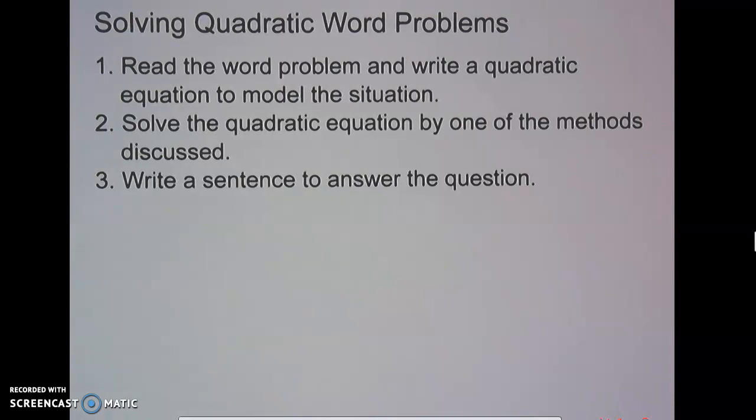Today we're going to be solving quadratic word problems. So our general steps for this are to read the word problem and write the quadratic equation to model the situation. We're going to solve the quadratic equation by one of the methods we discussed in class, those being solving by factoring, square roots, completing the square, or quadratic formula. And then the last thing is to write a sentence to answer the question that goes with the situation.